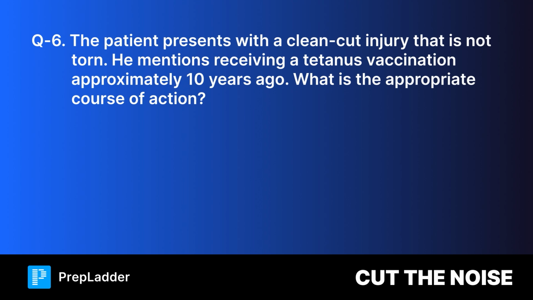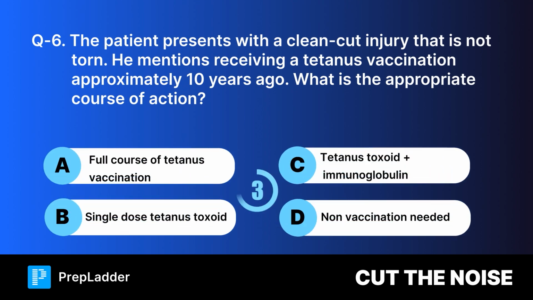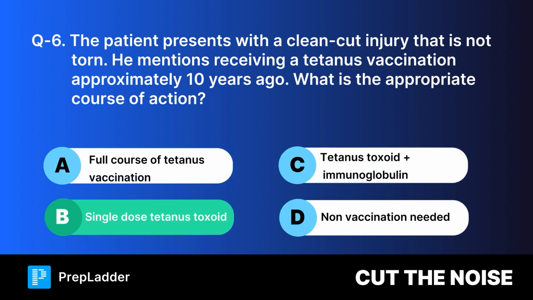Question 6. The patient presents with a clean-cut injury that is not torn. He mentions receiving a tetanus vaccination approximately 10 years ago. What is the appropriate course of action? Your options are, and the correct answer is single-dose tetanus toxoid.